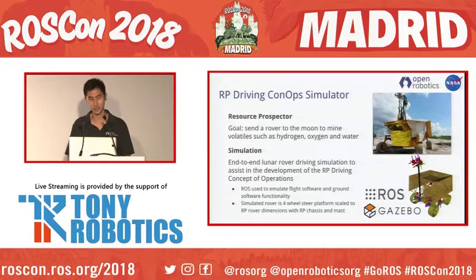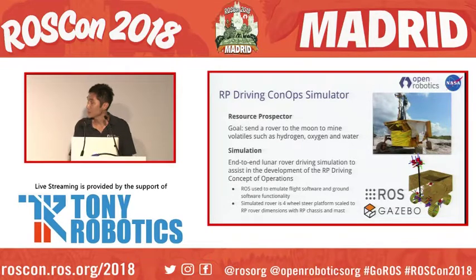This is a simulation environment created for NASA's Resource Prospector project. The goal there was to send a rover to the polar regions of the moon and to find evidence of volatiles such as hydrogen, oxygen, and water. NASA's Johnson Space Center was responsible for hardware, and the group we worked with, NASA AIMS, was responsible for software. And that's the team we collaborated with to create a simulation environment.